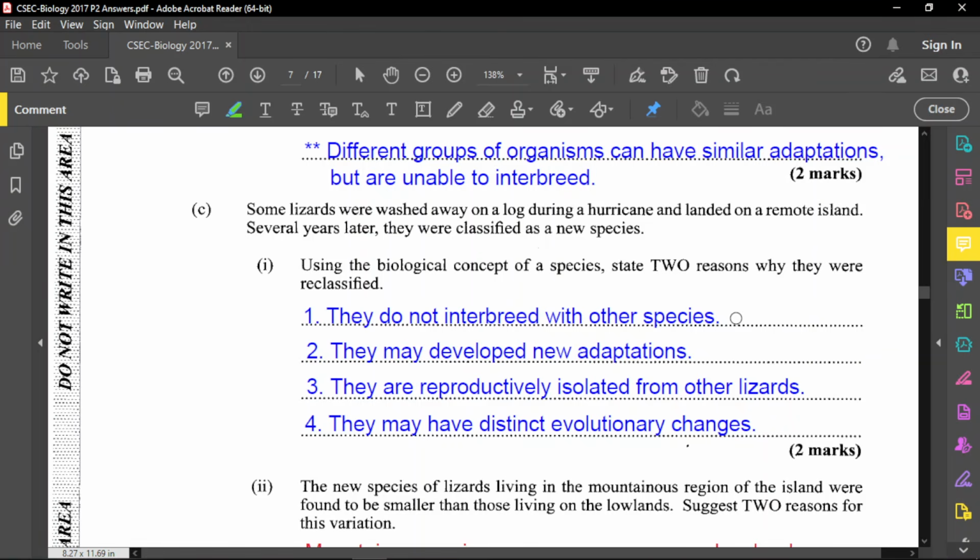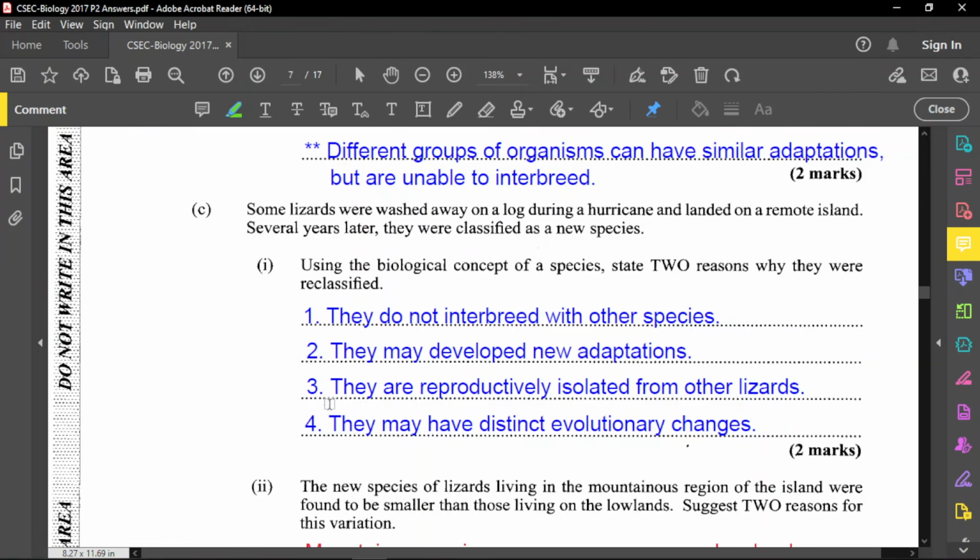And so they are there for years. They're not found anywhere else, more likely, based on the scenario. So they're not able to interbreed with other species. So yes, they must be classified as a new species. They may develop new adaptations because they're now on a new island. So they may adapt new methods of doing things. And so the way of doing things, even their reproductive cycle, may be different from other lizards. And so therefore they may be classified as a new species.